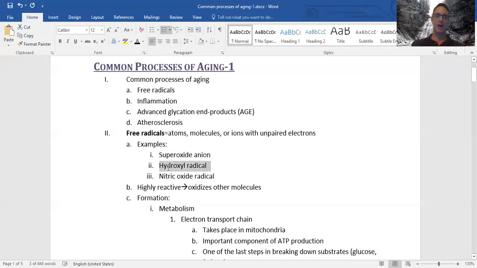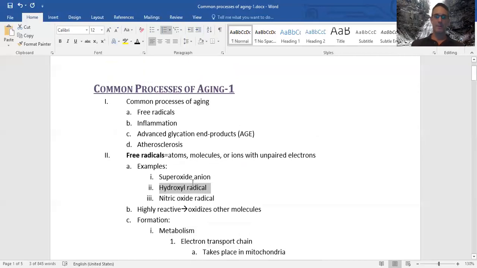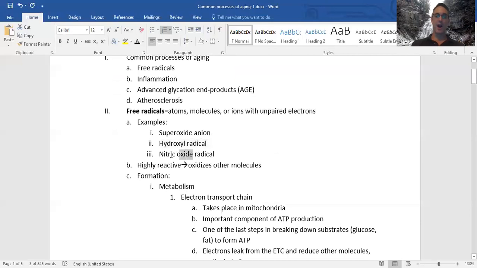See, there's our hydroxyl free radicals. So this is OH negative with an unpaired electron. Nitric oxide, they've found as well. You may not be familiar with this. NO, it's actually a common signaling molecule in the body. And again, these are highly reactive. They oxidize other molecules, and in the process, they can damage those molecules.